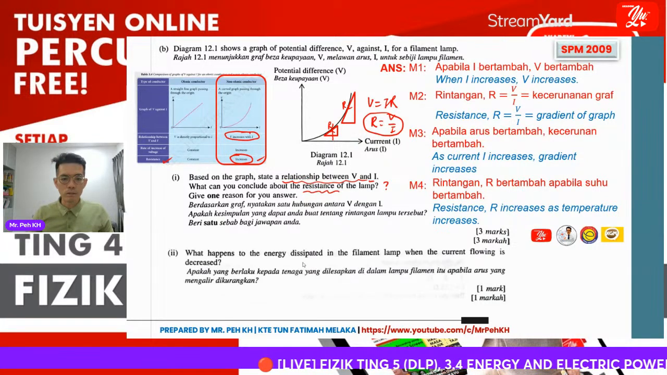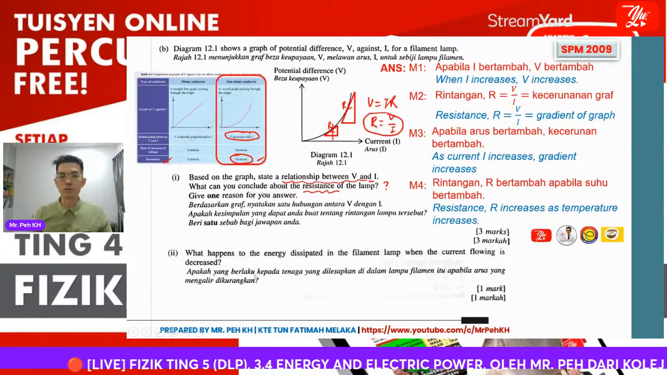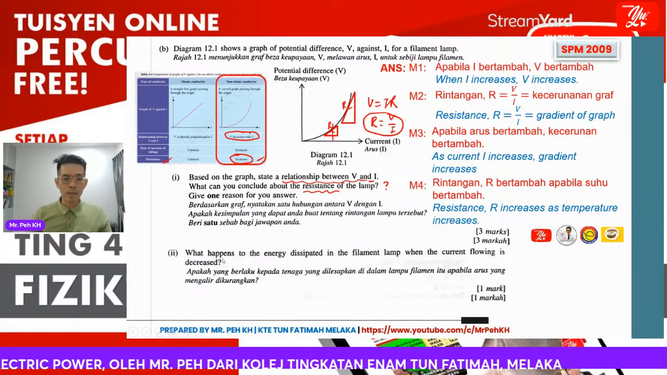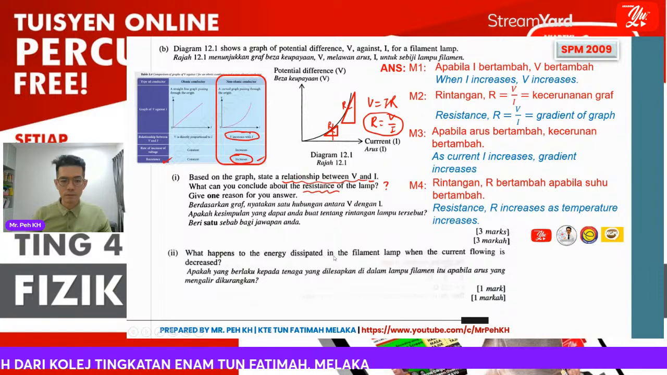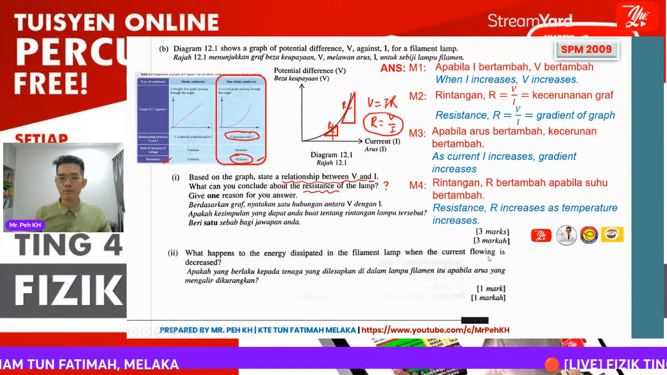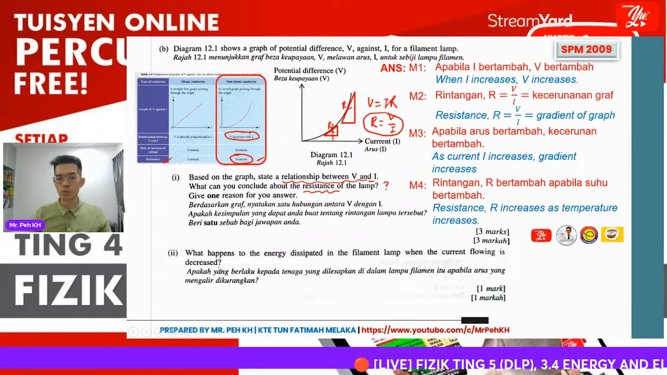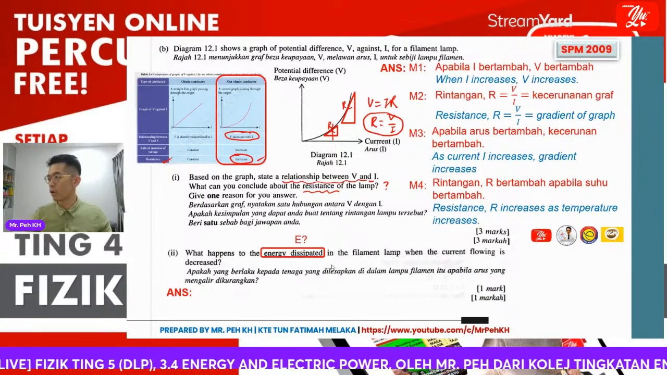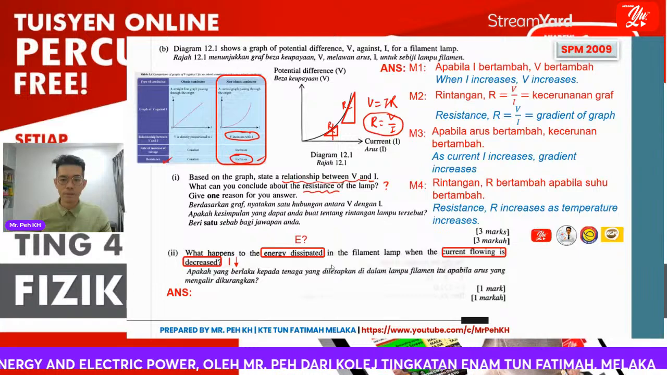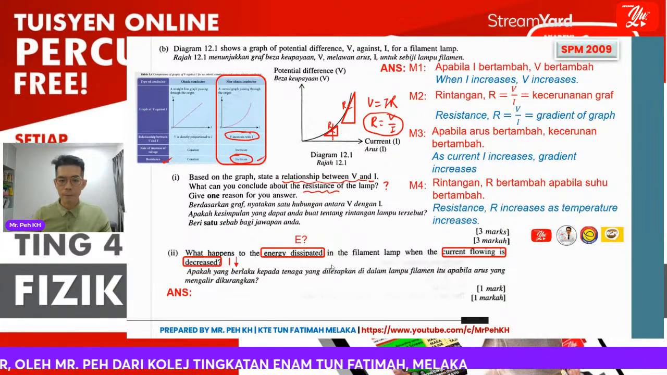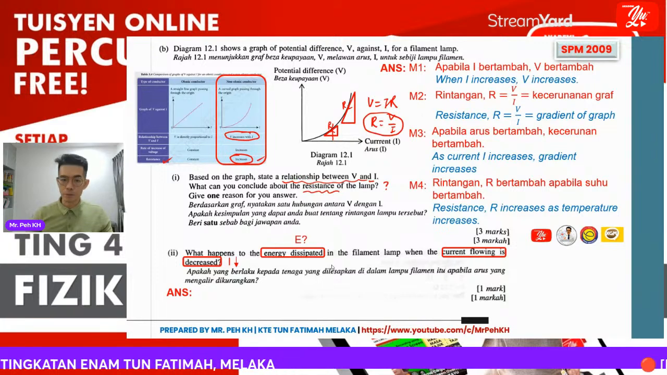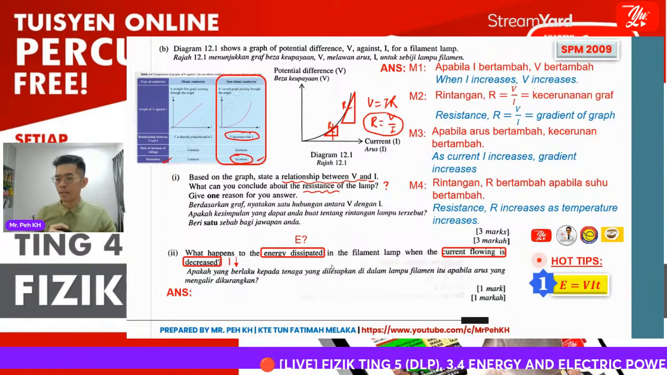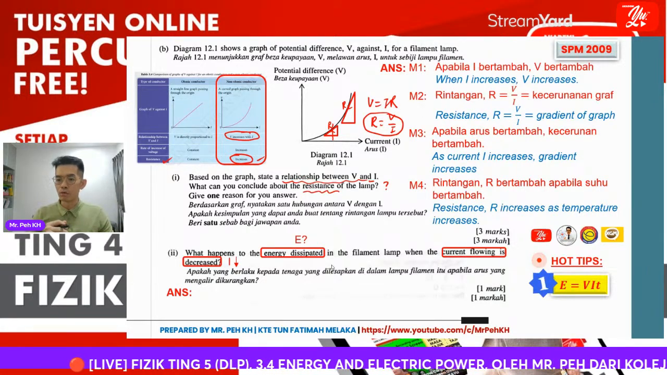And then the next question, number 2. The question here is related to our learning centre, our subtopic 2.4 today. What happens to the energy dissipated in the filament lamp when the current flowing decreases? Now you need to state whether the energy increases, decreases, or remains the same when the current decreases. Again, you can explain your answer by using the formula, which we learned already at our learning centre 1 today. So this will be E equals VIt.